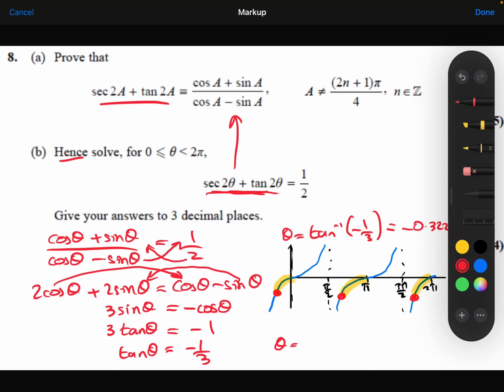So pi, take away 0.322 is 2.820. And 2 pi, take away 0.322 is 5.916. And these are the two answers between 0 and 2 pi.